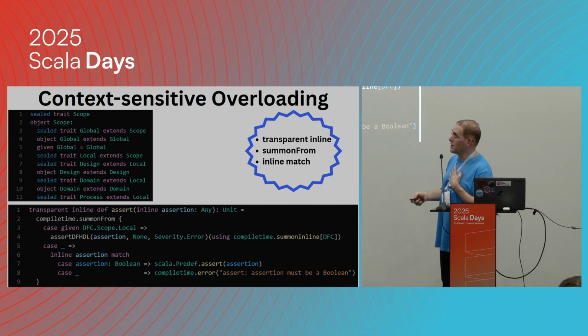In DFHDL, we can know what type of scope we have by using implicits. We have a global scope by default, but there are local scopes that have been introduced: design scope, domain scope, and process scope. Within our assert method, we actually override the default assert method and refer to it when we need. Using compile-time summon and from, we can check if we have a local scope, and then we refer to the HDL assert.